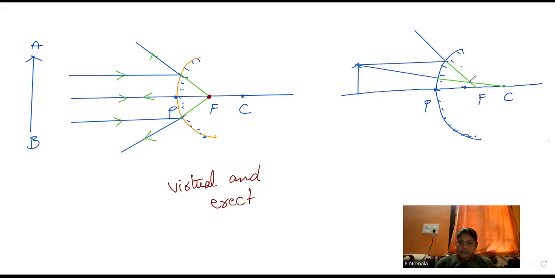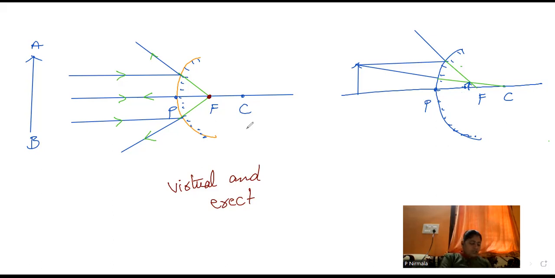You see the intersection here. Here it will form. This image is virtual and erect. So in both cases of the convex mirror, the image is virtual and erect. Understand? Real and inverted images we get only in the concave mirror. This you also have to recall.